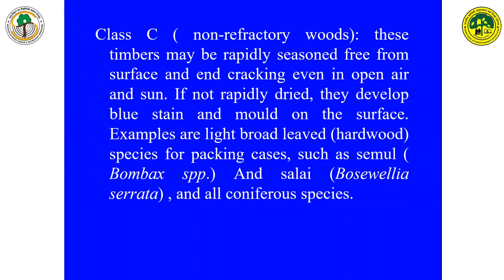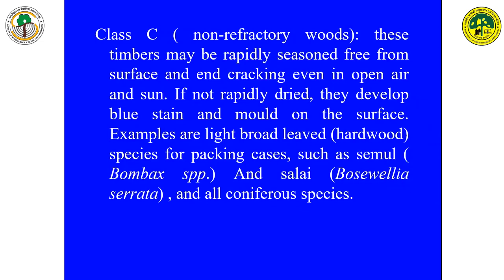Then comes a class of very good wood in the sense that they are not refractory at all. They dry very nicely without creating any defect in the wood. Examples are summer wood and salai wood, or coniferous species like that. Why are they non-refractory? Because they have a large number of interconnected capillaries inside which are not constricted. So capillaries are very free, and water moves very fast through them without degrading the health of the wood. So they are class C woods.